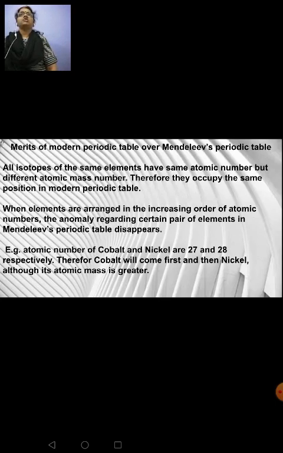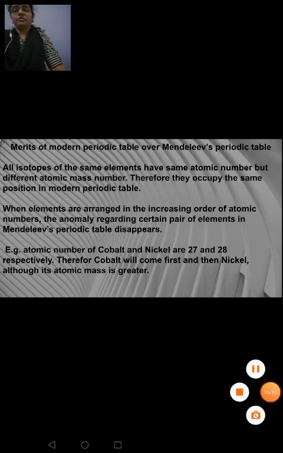Next, Mendeleev did not place cobalt and nickel properly, because in his table he had arranged the elements in increasing order of their atomic masses. In that case nickel should have come first and cobalt after nickel, but that is also overcome in the modern periodic table, because the elements are arranged in increasing order of their atomic numbers. Cobalt has atomic number 27 and nickel has atomic number 28. Therefore cobalt comes first and nickel follows. So the anomalies regarding Mendeleev's periodic table are overcome in the modern periodic table.